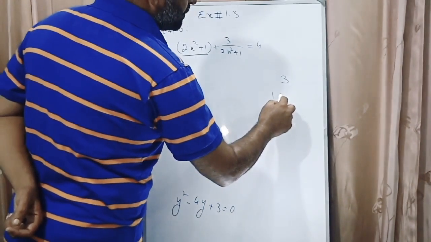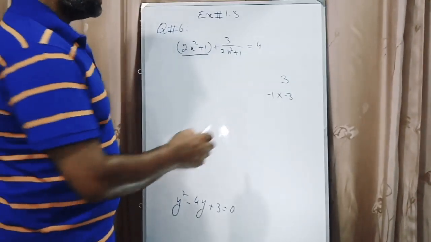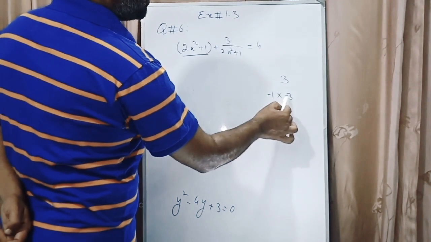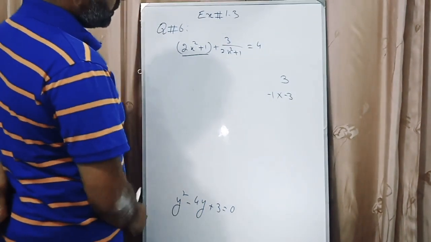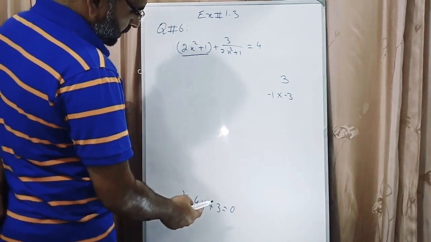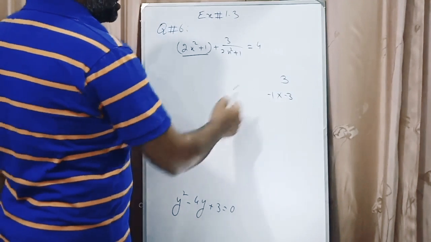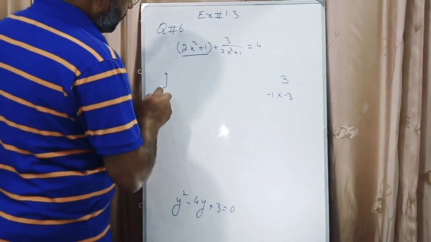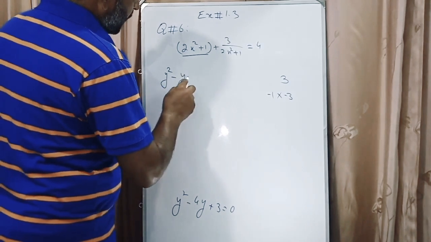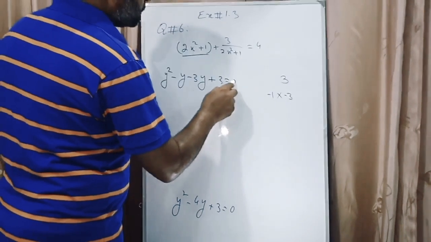So the factors will be 1 multiplied by 3, taking both factors as negative. When we multiply both factors we get plus 3, and when we sum both factors we get minus 4. So I will split the middle term into two terms, minus Y and minus 3Y. So the equation will be Y² - Y - 3Y + 3 = 0.